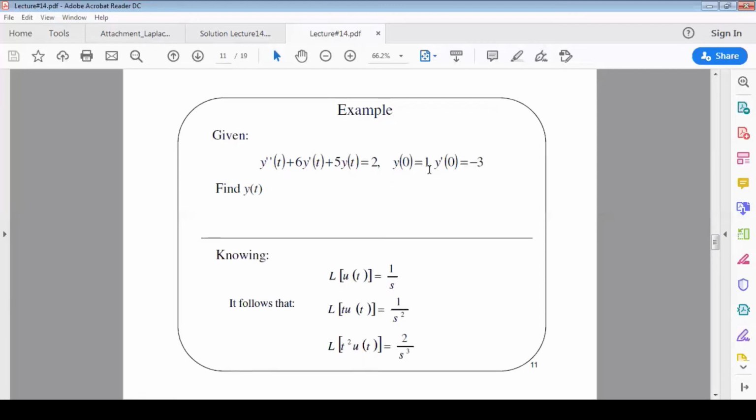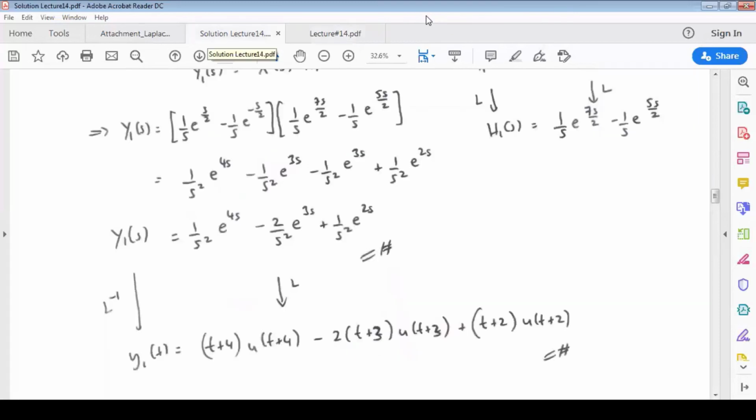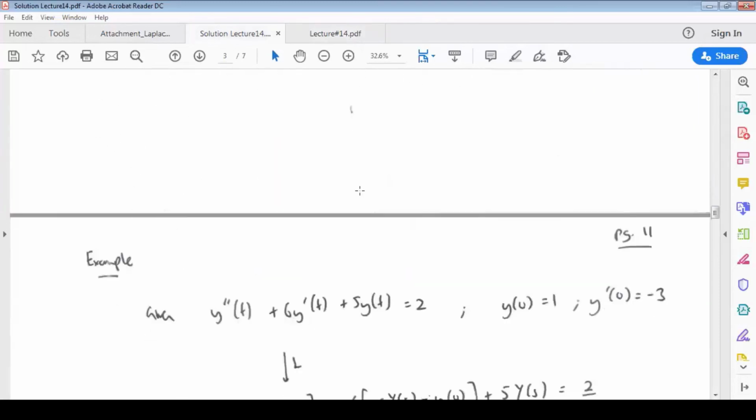I hope you understand here. This is the value of the time domain function y(t) when t equals 0, and this is the value of the time domain function dy(t) over dt when t equals 0. Based on this equation and this information, you are requested to find y(t). We need to use the properties of differentiation to solve this example. Let's have a look at the solution.